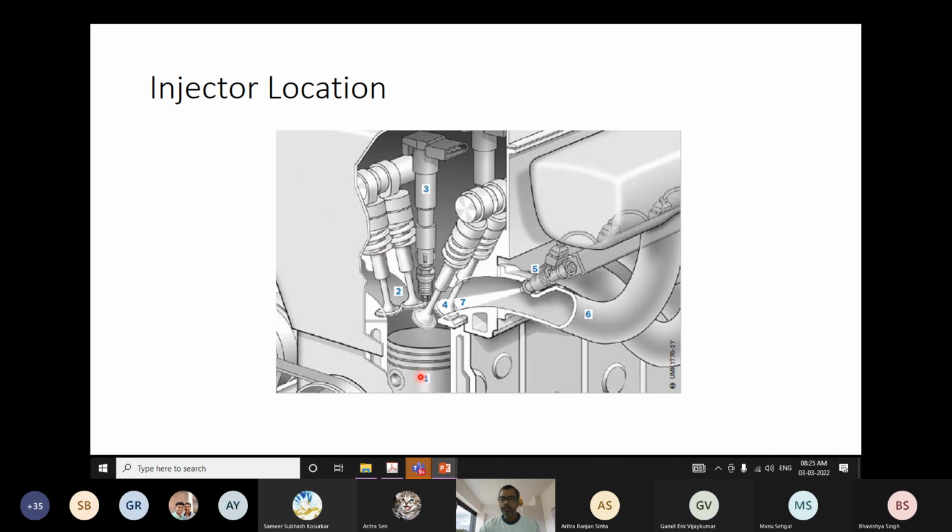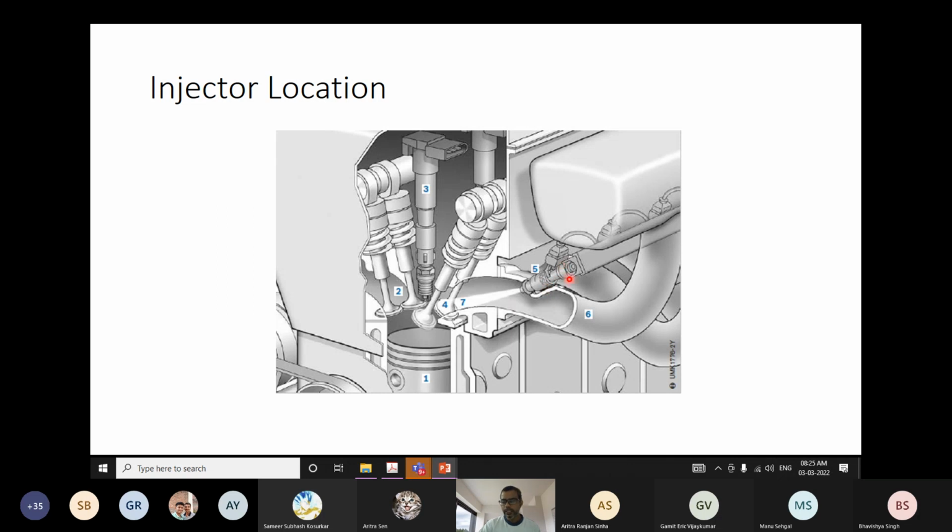Now the question comes to mind: where do we have to inject this, or install this injector? Can it be installed anywhere in the intake manifold, at this point, or even at this point? Where can we install it? That is a very important part of this topic.